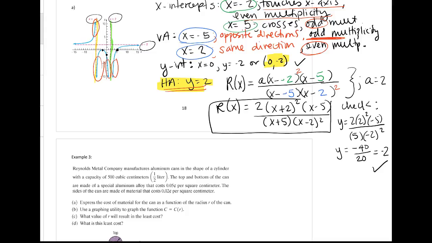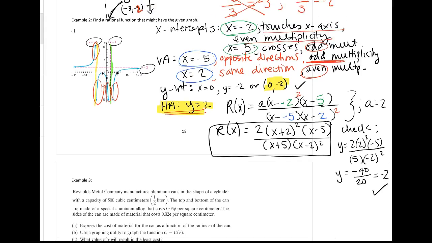And no, you don't have to multiply it out, okay? Save us some time. So let's recap a little bit because this is super important, okay? We know already from the polynomial concept that touches means even multiplicity. Crosses means odd multiplicity. Now the same concept has to apply in vertical asymptotes. Opposite directions, odd multiplicity. Same direction of the curves, even multiplicity. And you have to assign those to your factors, okay?